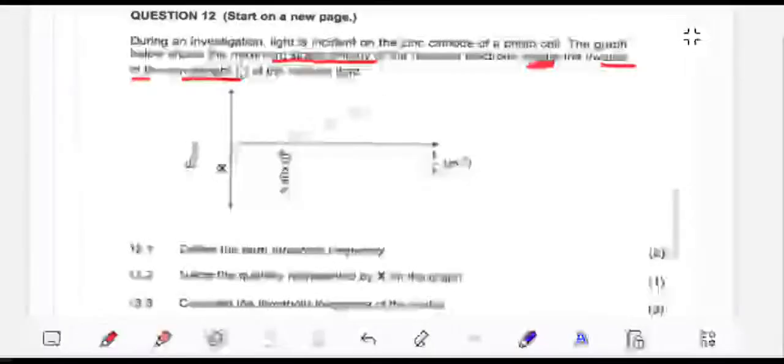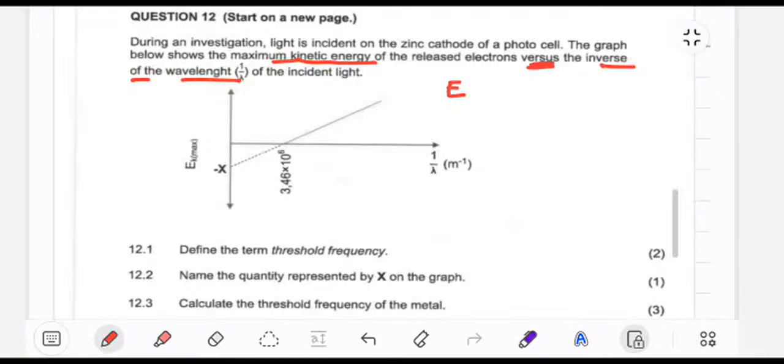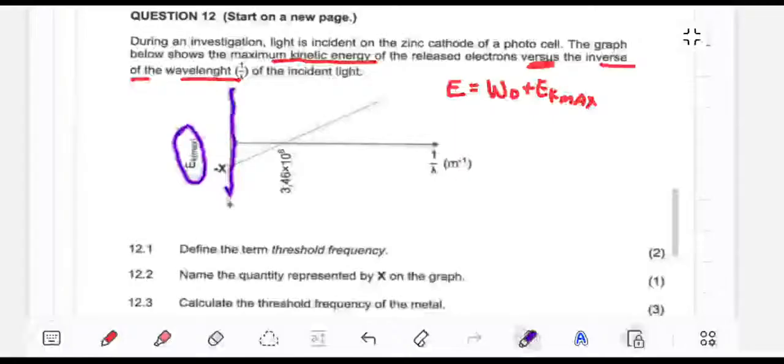It means now I am required to find the equation of a function. So how can I have the equation of this function? I would use an equation. If I check along my y-axis, I am having EK max.